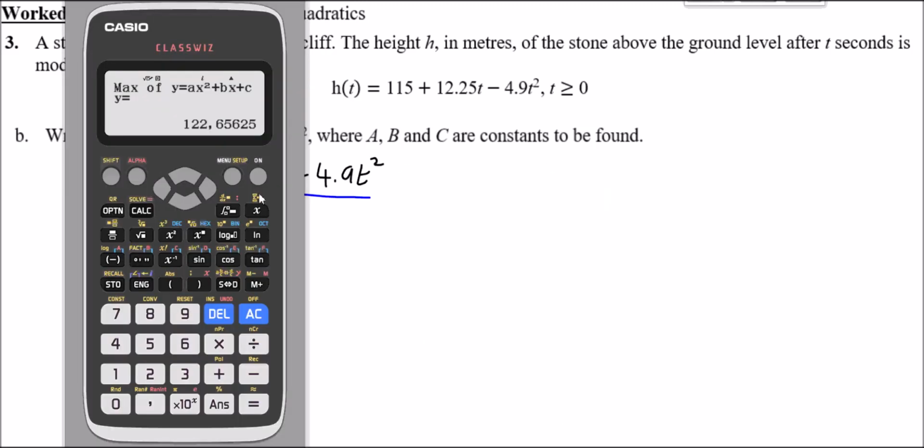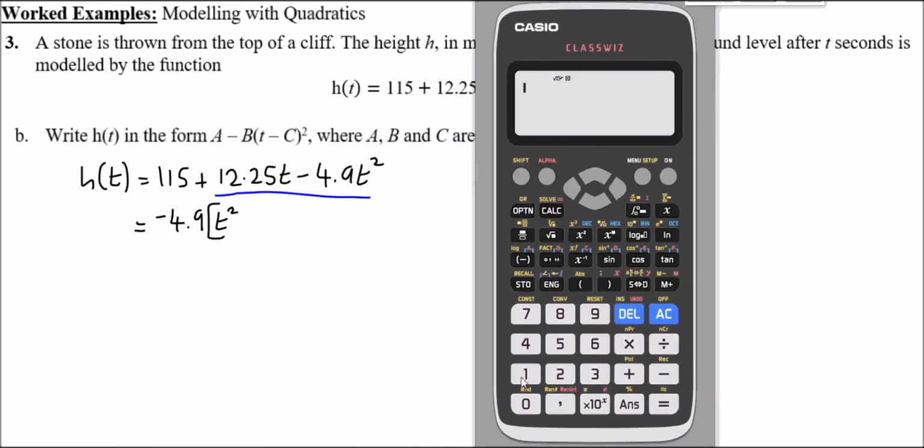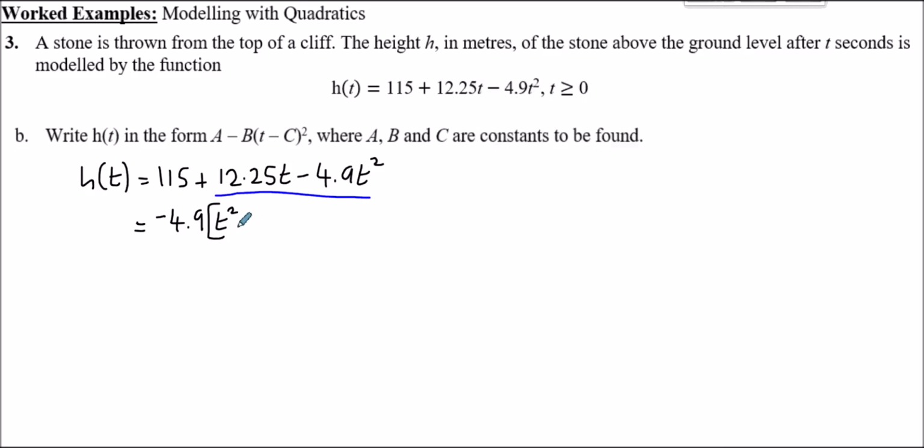So let's see what this is on a calculator. If we do 12.25 divided by minus 4.9, we're going to get minus 5 over 2. So that's minus 2.5, which becomes minus 2.5t. And so all we're doing first of all is rewriting this bit highlighted in blue. It's going to become this, and this plus 115 can go on after.